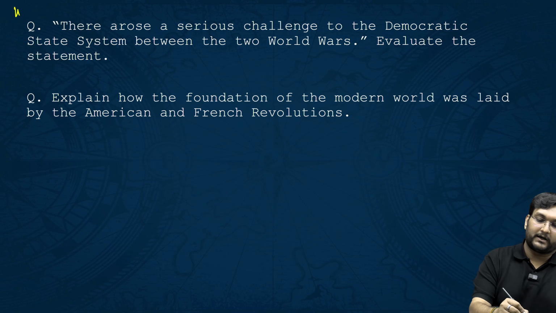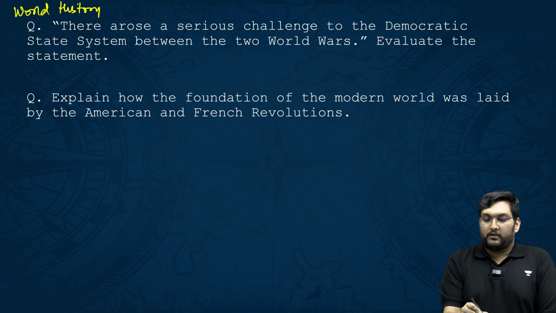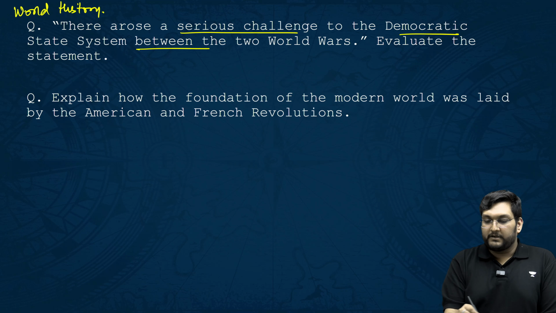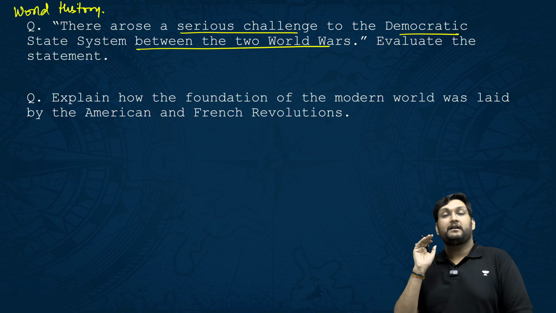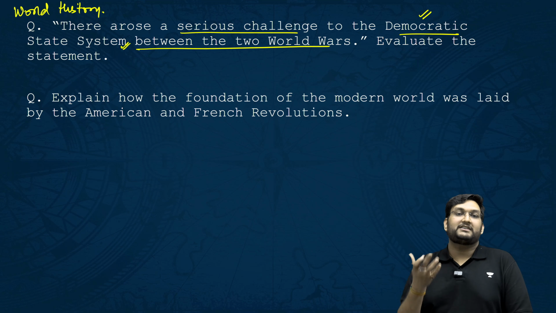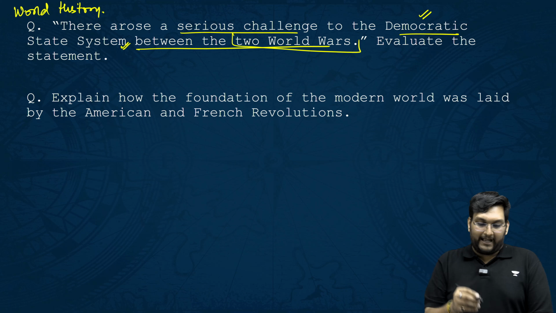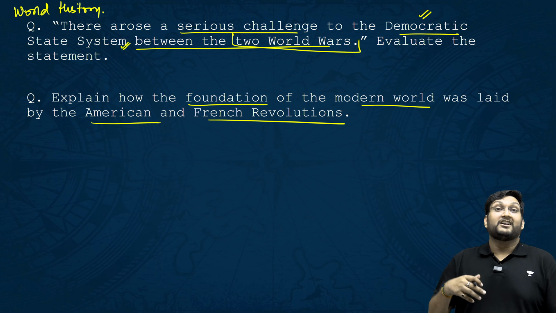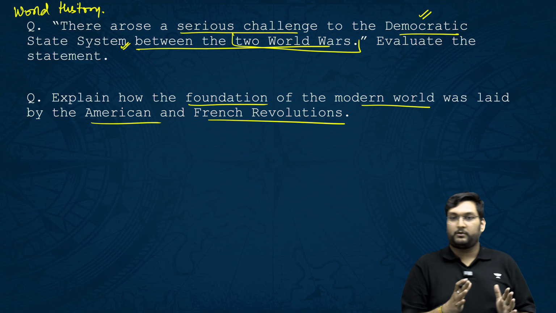Further, if you go to world history, the questions become even more interesting, which is: there arose a serious challenge to democratic system between the 2 world wars. It's basically asking about fascism, but in an indirect way, which is how democratic state systems were actually challenged during the interwar period, and foundation of modern world laid in the American and French Revolution. So this becomes a whole plethora of conceptual questions.